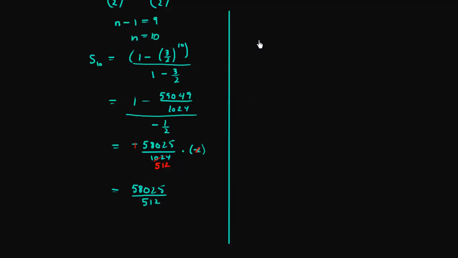So therefore, the sum of this series is 58,025 over 512.